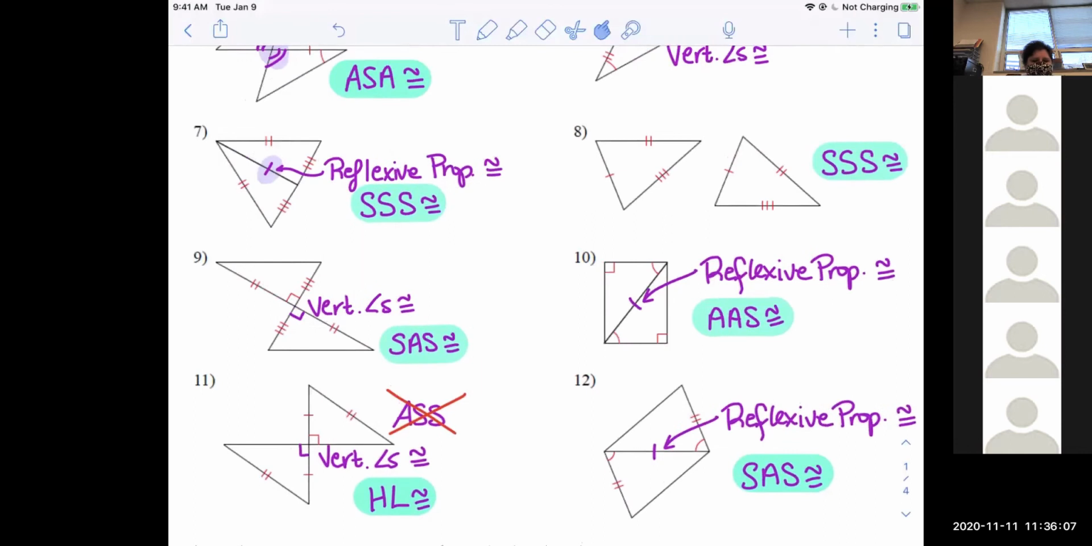Okay, and again, angle, side, side in general doesn't work, but for right triangles it will, but you don't call it angle, side, side, you call it hypotenuse leg. So don't forget about HL, because sometimes students are like, oh, it's ASS, doesn't work. Remember, if they're right triangles, it will make them congruent, but it's HL.